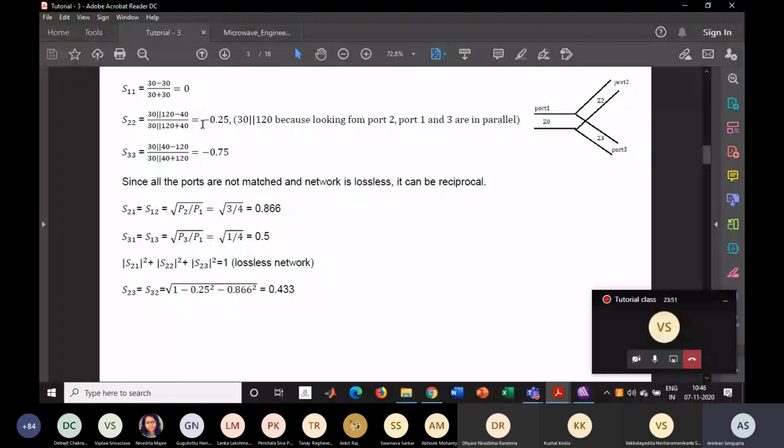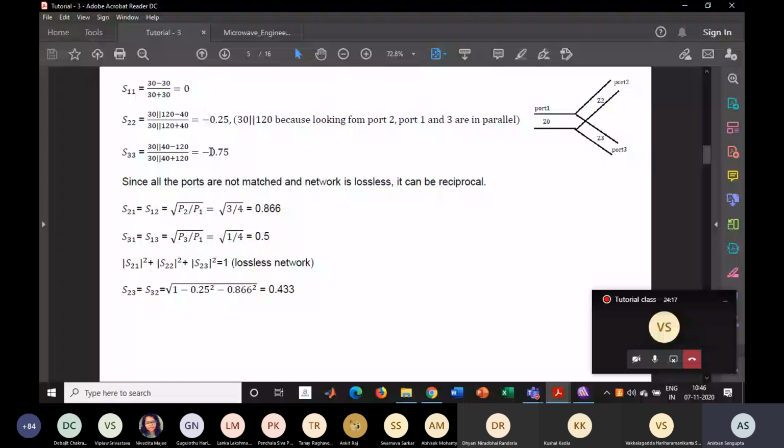And in the same way from the third port, if I look from port 3 towards the junction, we will see that port 1 and port 2 are in parallel. So ZL will be 30 parallel 40, and putting that value into this equation, ZL minus Z0 by ZL plus Z0, we will find S33 is minus 0.75.